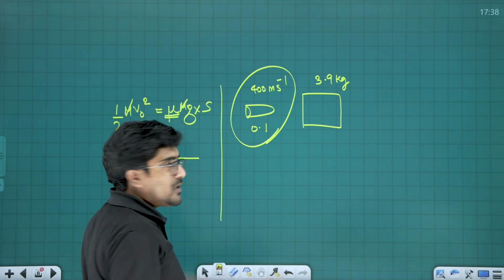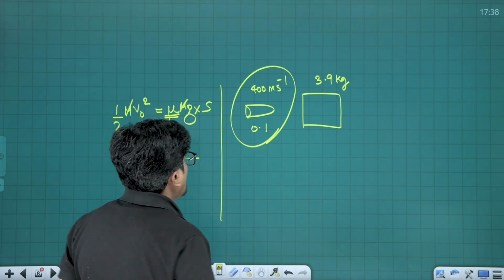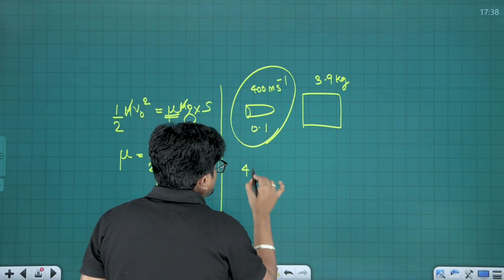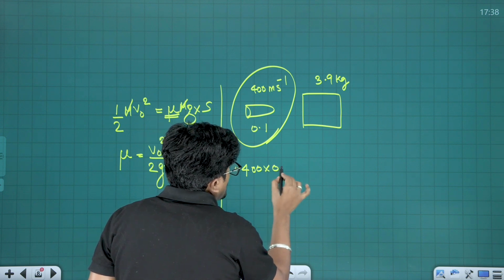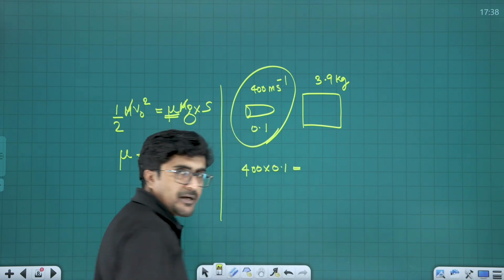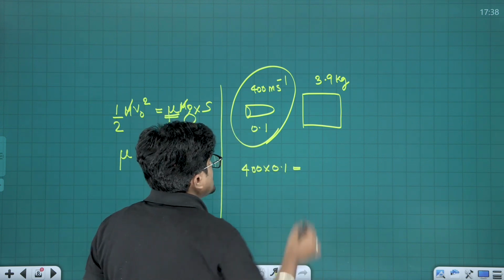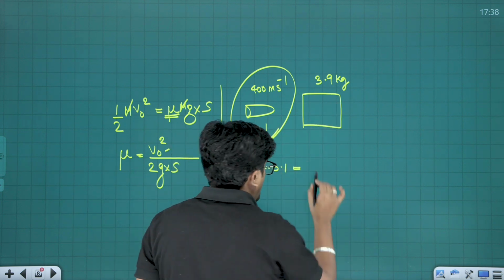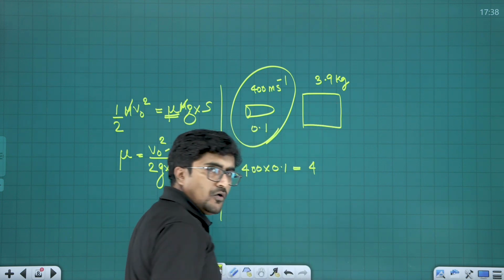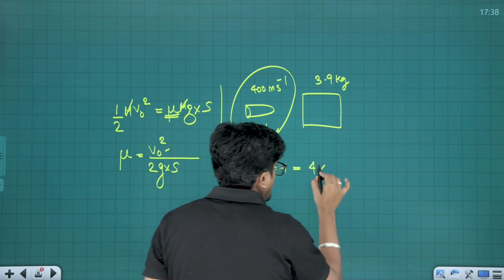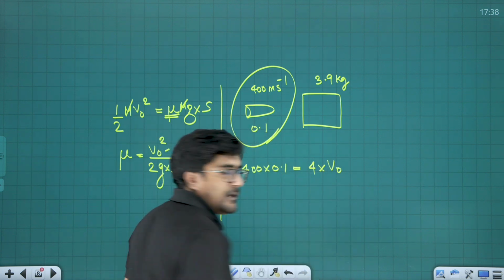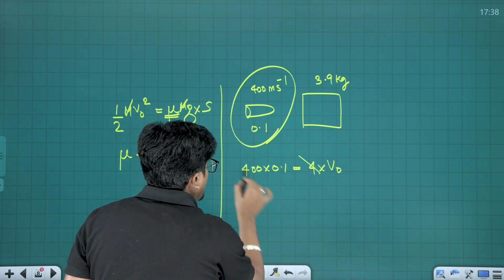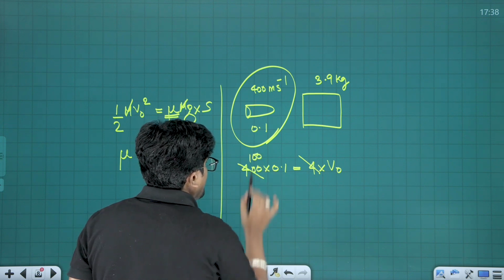The product of these two, because this is at state of rest only. So 400 into 0.1, that is the initial linear momentum, and final linear momentum is 3.9 plus 0.1, that is the total mass. That's going to be what? 4 kg into V0, isn't it? So definitely this will cancel each other, and this is going to be what?